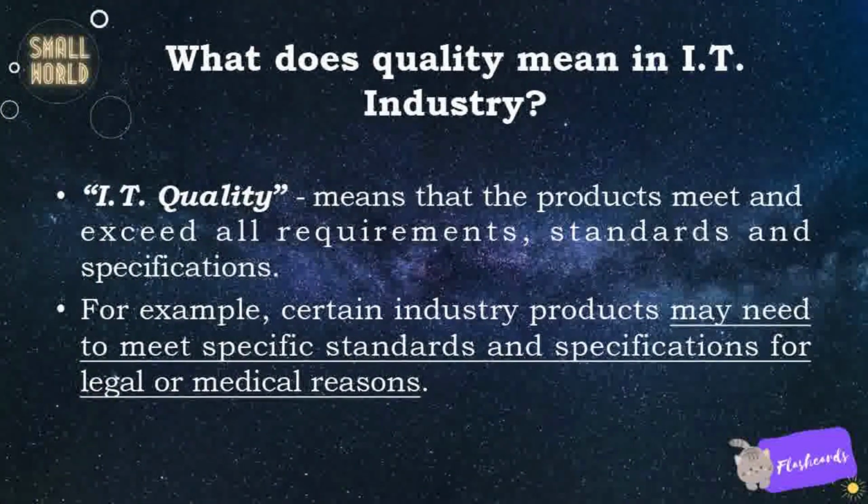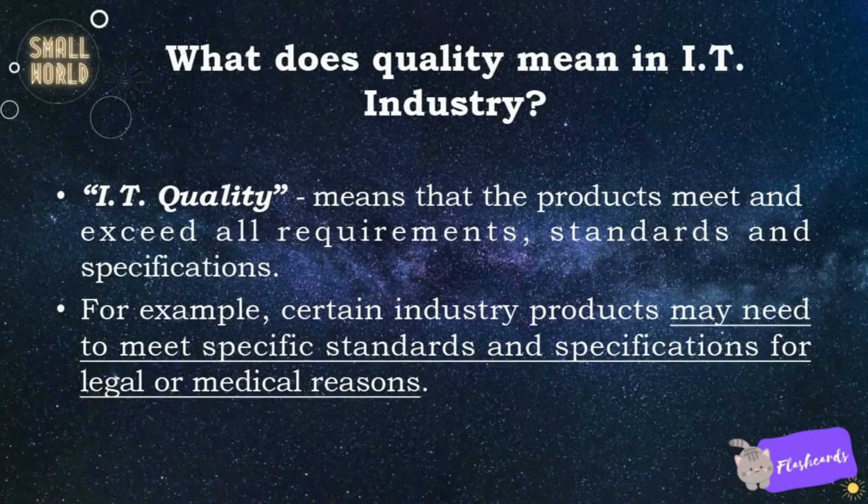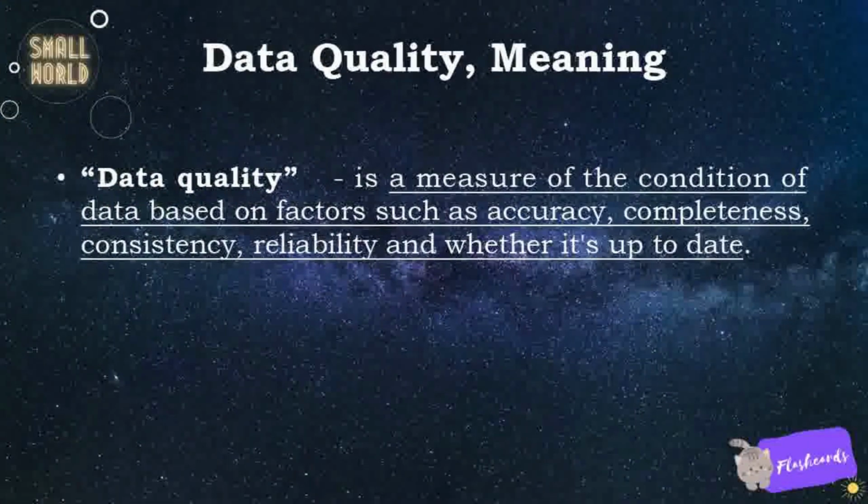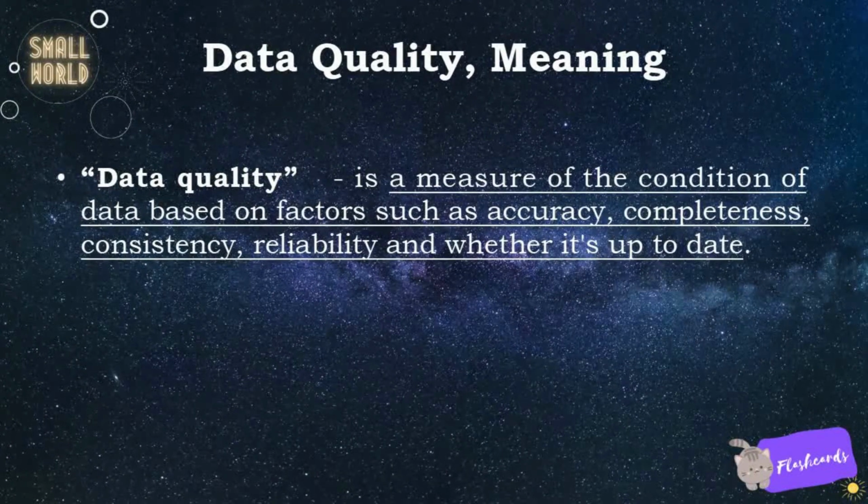What does quality mean in IT industry? IT quality means that the products meet and exceed all requirements, standards, and specifications. For example, certain industry products may need to meet specific standards and specifications for legal or medical reasons. Data quality, meaning. Data quality is a measure of the condition of data based on factors such as accuracy, completeness, consistency, reliability, and whether it's up to date.